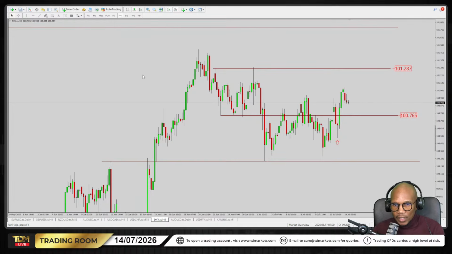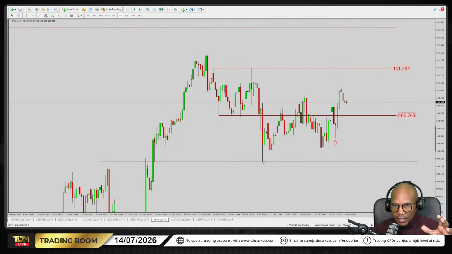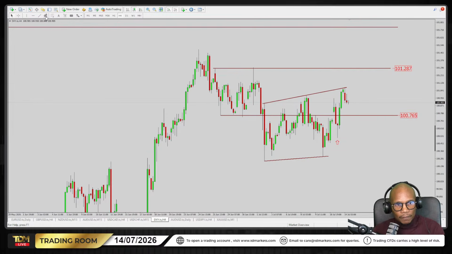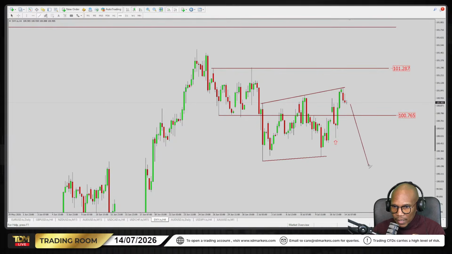This is fine. Now, let me show you what's happening here. This correction is getting a bit complicated, right? A bit complex because it's creating an internal structure which looks like this. So it's going to be a bit complex, but I'll try and break it down. According to this internal structure, we could see DXY coming back down as part of the correction, not as a reversal.